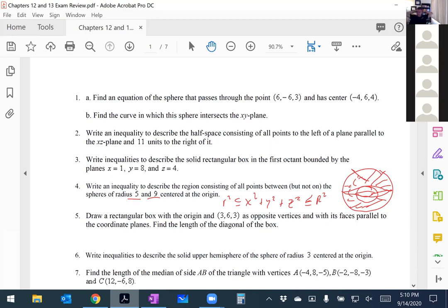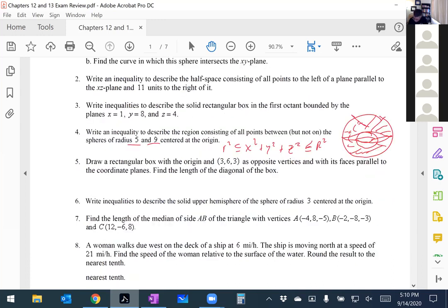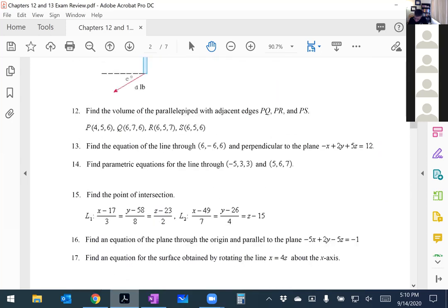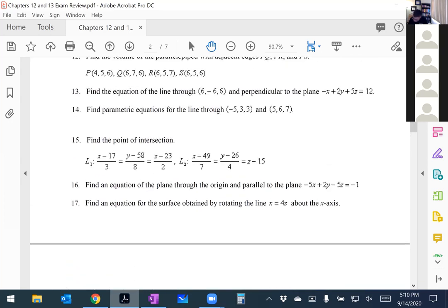Any other? Number 17. Number 17, chapter 12. Oh, 17. Yeah, thank you. We have x equals 4z, right? Is that the one you want? X equals 4z? Yeah. It says find the equation for the surface obtained by rotating the line x equals 4z.